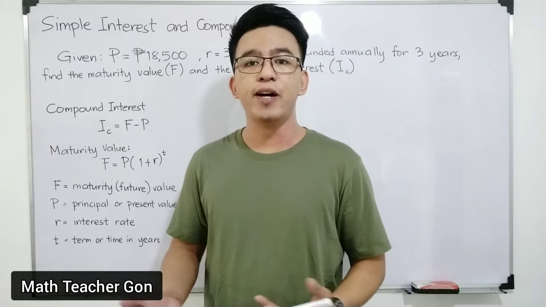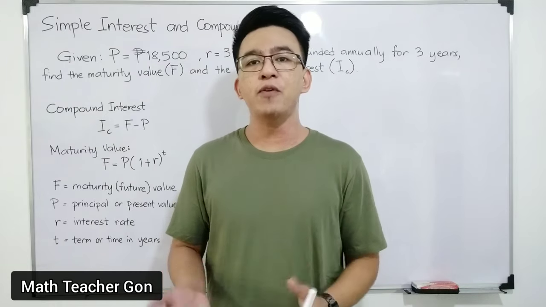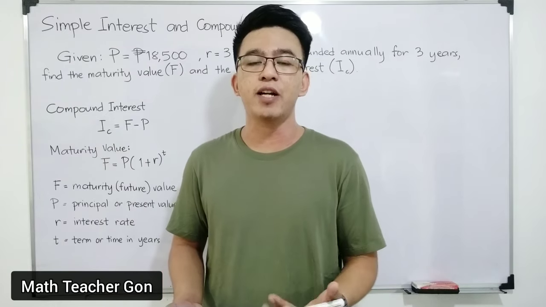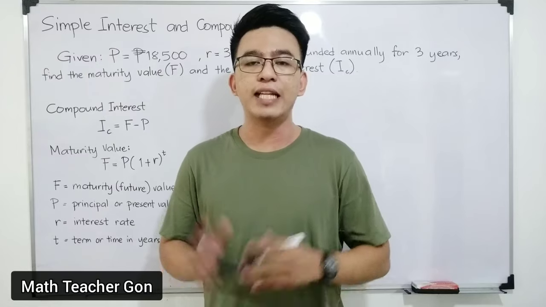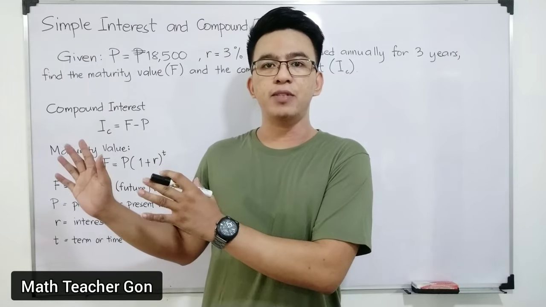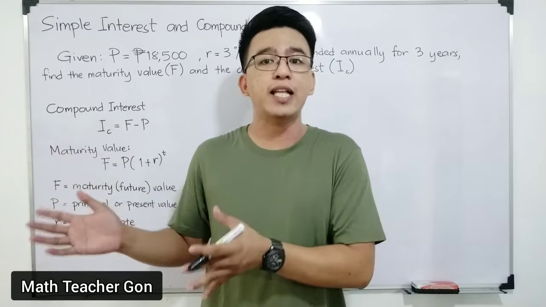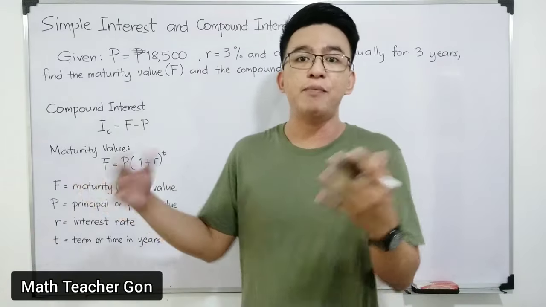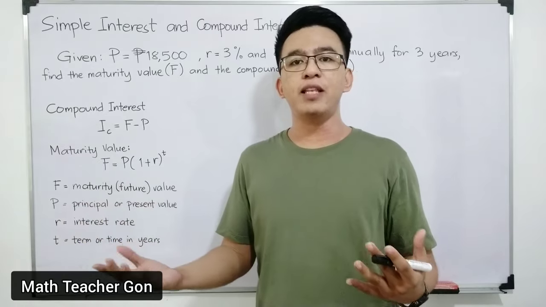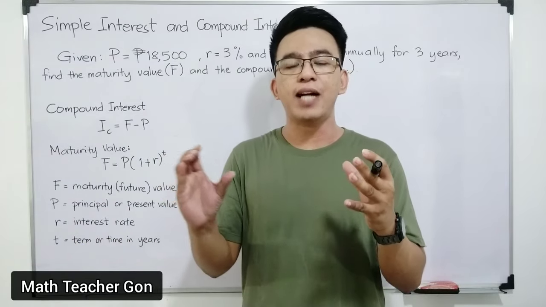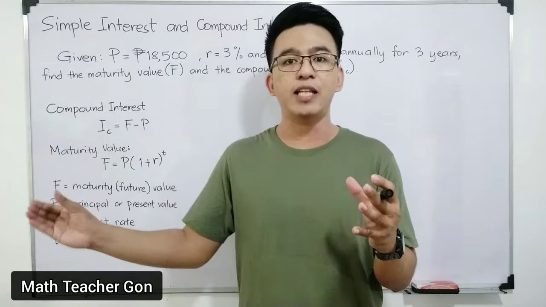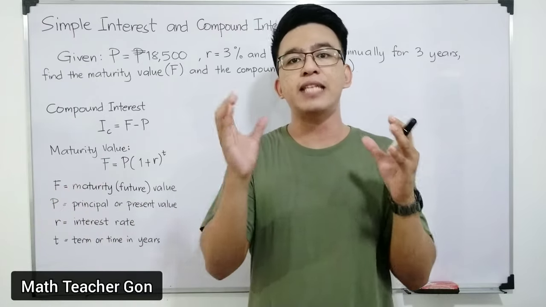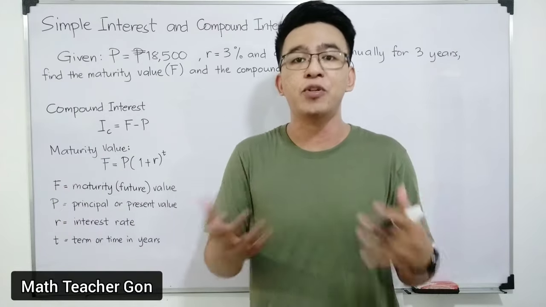So let's have the second part of our tutorial video. Dito naman ang focus natin sa solve word problems with regard to the compound interest. Kanina, we solved two problems tungkol sa simple interest. And review muna natin na, kapag simple interest, meron tayong specific term. Let's say for example, 3 years. Ang mangyayari sa simple interest, after 3 years, saka lang magkakaroon siya ng additional interest. Yung principal natin, plus the interest, that is the future or the maturity value.